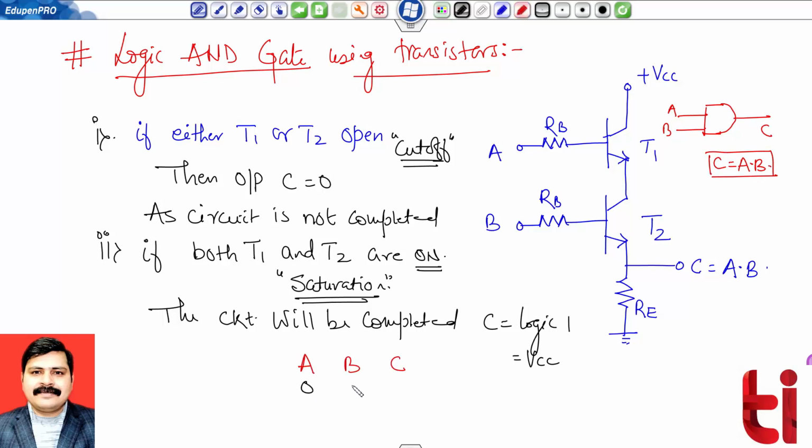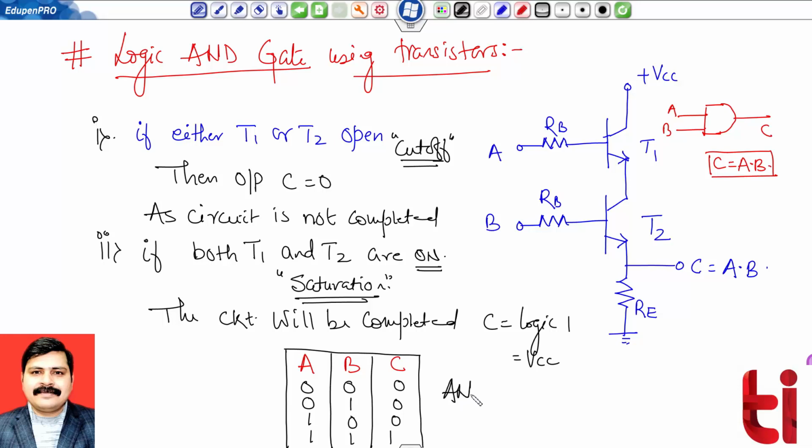If either input is 0, then output is 0. You can check, and if both inputs are at 1 1, then you can see that my output is 1. And this is the design of my AND gate. So with two steps, you can better understand: if either is open circuit, then the circuit will not be completed and output is 0. So this is the functionality of logic AND gates.